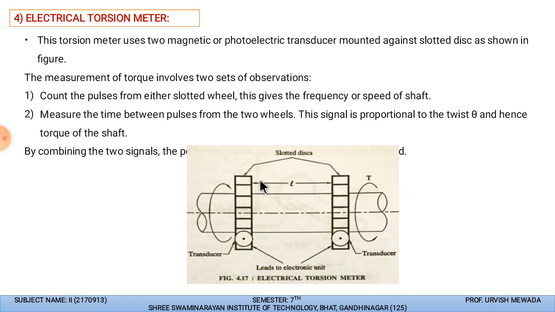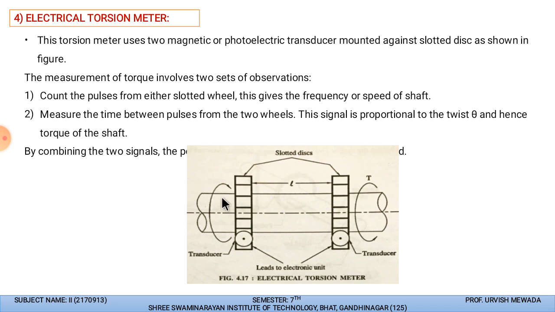And this has slotted discs, on which we have mounted the leads to the electronic unit. That will be transferred to the electronic unit, and the transducer gives output in terms of electrical energy, the rotation in terms of electrical energy. So this is the length between these two transducers.